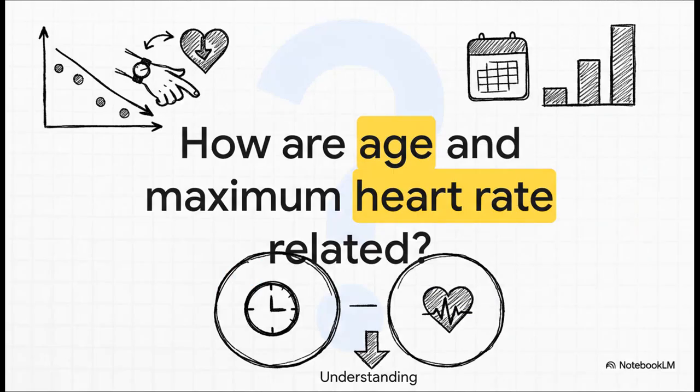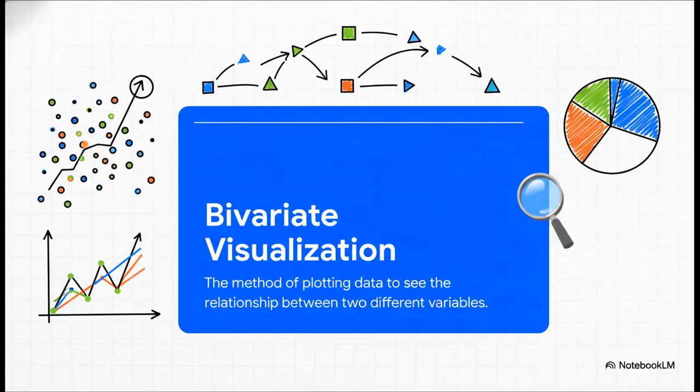So let's kick things off with a simple question, the kind of thing you totally find in a medical data set. Think about it. As people get older, what do you think happens to their maximum heart rate? Answering this is really the key to unlocking a super powerful data viz technique. And that technique, it's called Bivariate Visualization. Sounds kind of fancy, right? But it's really the heart of what we call exploratory data analysis, or EDA for short.